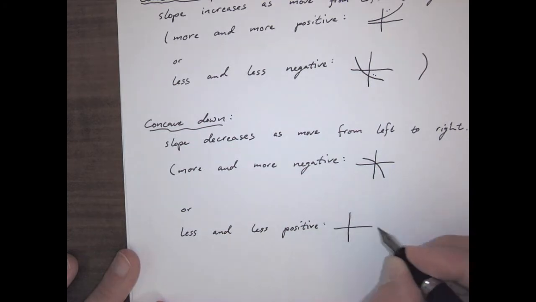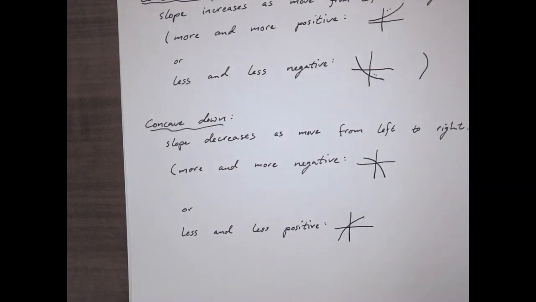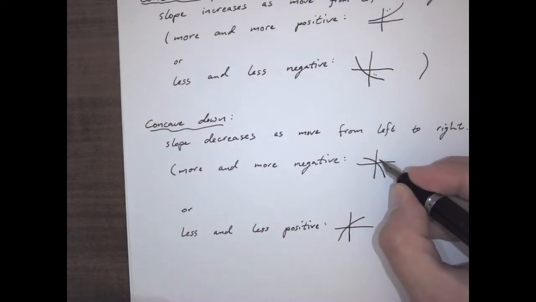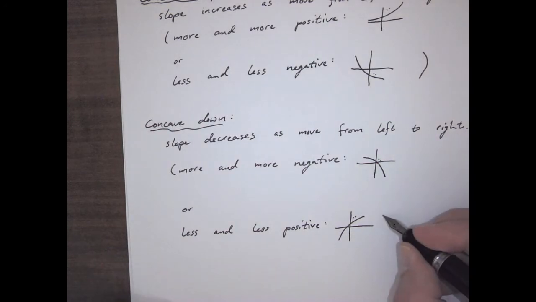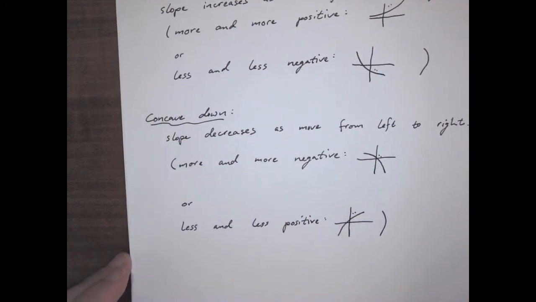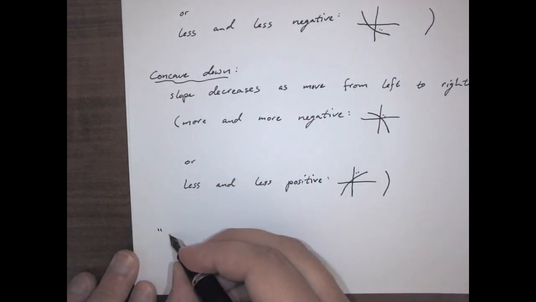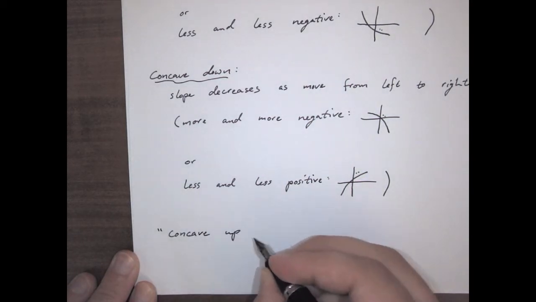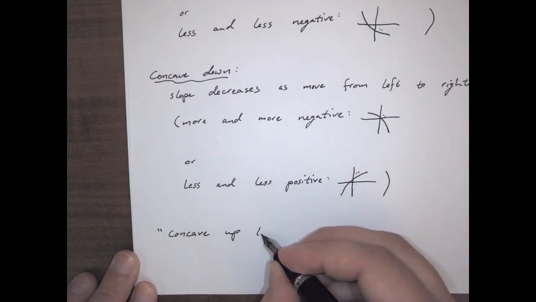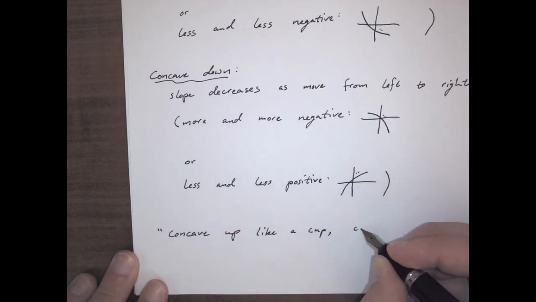And of course, here we're talking about the slope. So the graph itself can be positive, it can be negative, it can be above or below the x-axis. The important thing is the slope. Now, again, if you draw little eyes on top of it, the mood of these graphs is sad. And this leads to an old nursery rhyme. Concave up, like a cup. Concave down, like a frown.